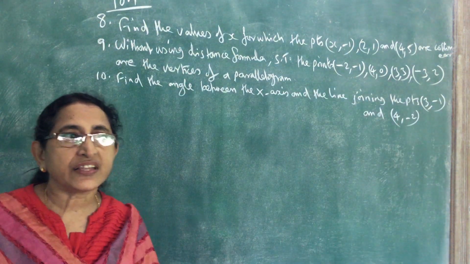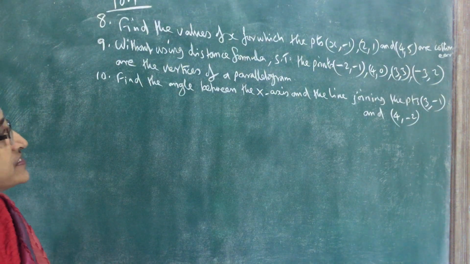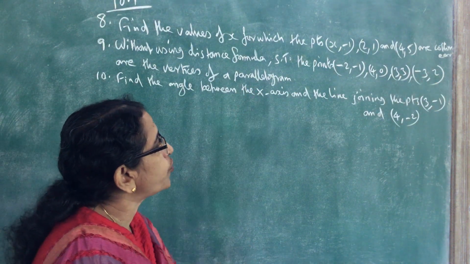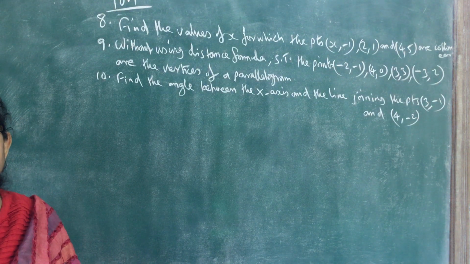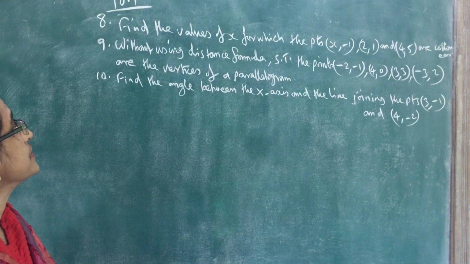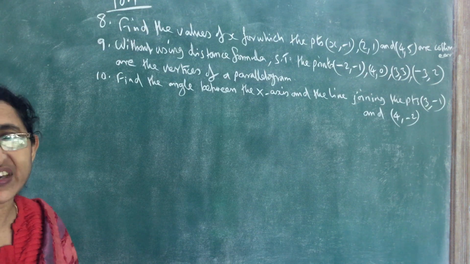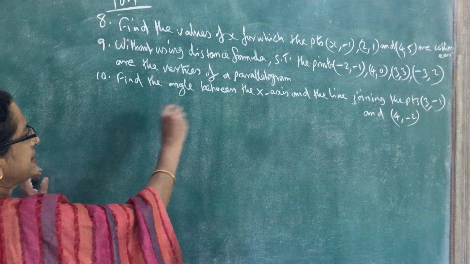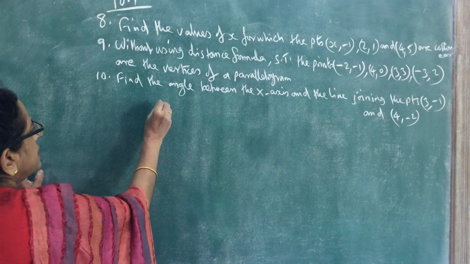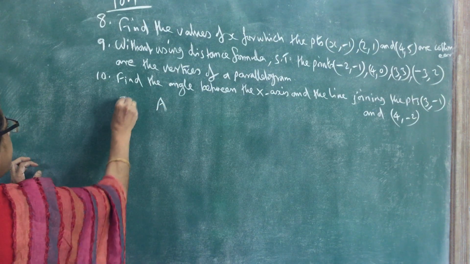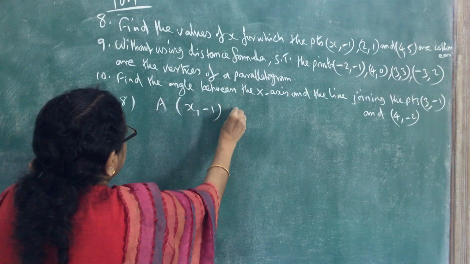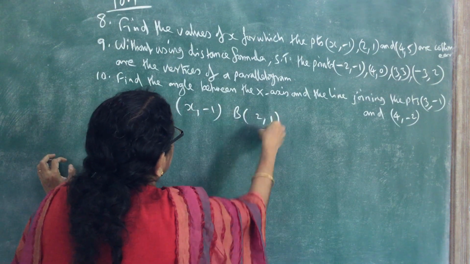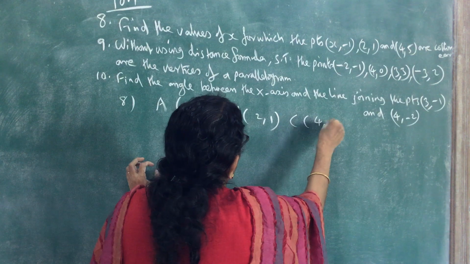Eighth one. Find the values of x such that the points (x − 1, 2), (1), and (4, 5) are collinear. If the three points are collinear, we have to find the value of x. So using slope, we can find the value of x. Given these points, we can take them as A (x − 1, 2), B (2, 1), C (4, 5).